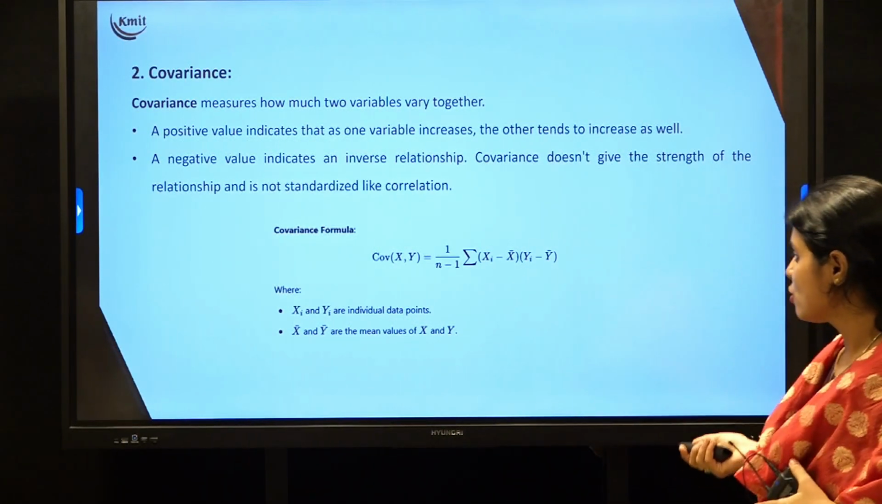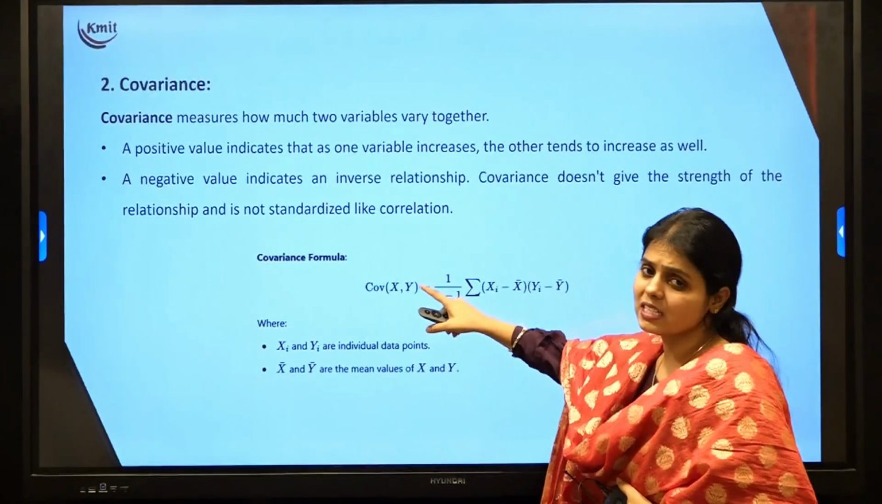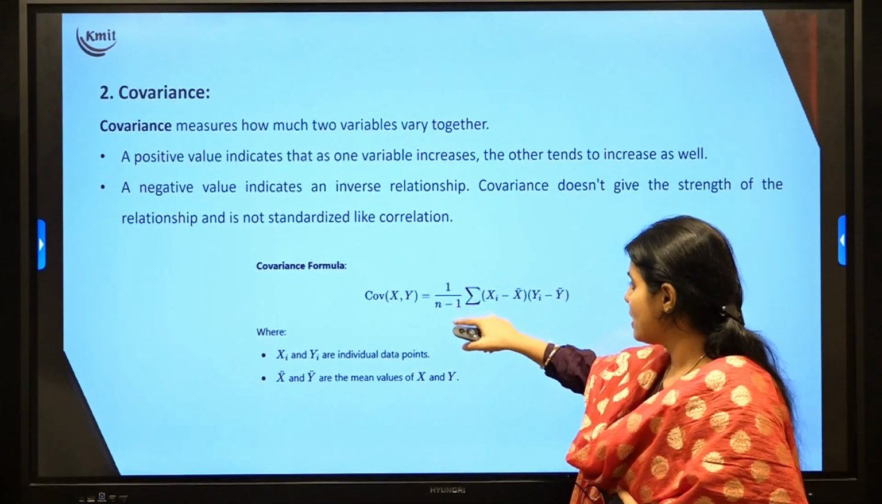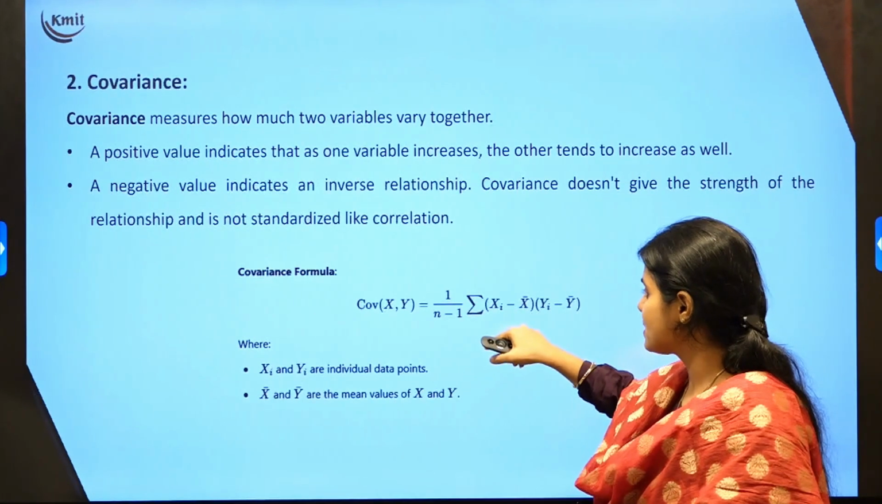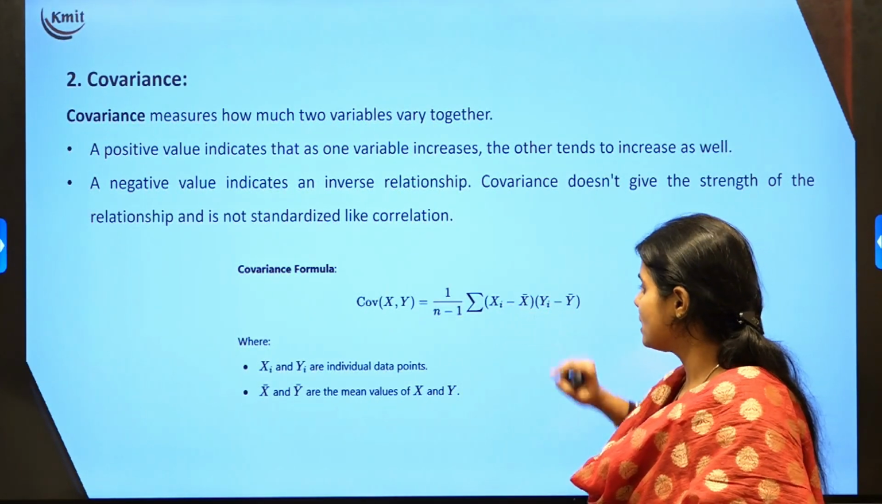So this is your covariance, and the formula for covariance of x and y, where x and y are two different features, is 1 by n minus 1, where n represents the total samples in the data set, times the summation of the difference between the individual data point and the mean.